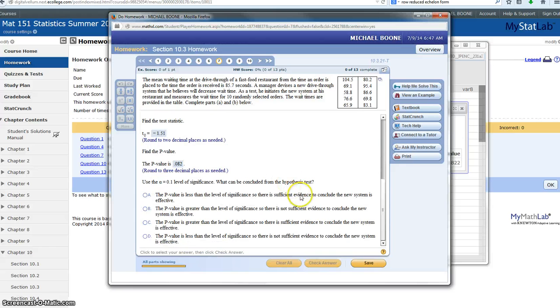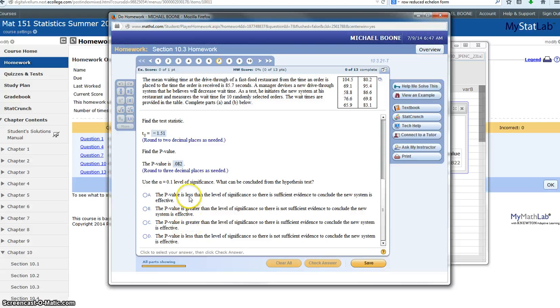And then now we have to make our conclusion. Since we know that we're rejecting, in that other video I sent out with the wording for Chapter 10 and 11, we are rejecting, so I'm looking for sufficient, right? So it's not going to be the not sufficient, we're going to be looking at sufficient. The p-value is less than the level of significance, so there is sufficient evidence to conclude that the new system is effective. That means it's less than the 85.7, so that sounds good.